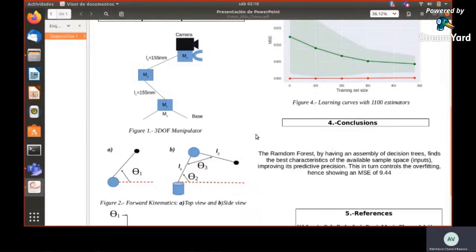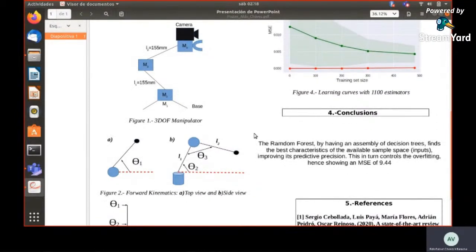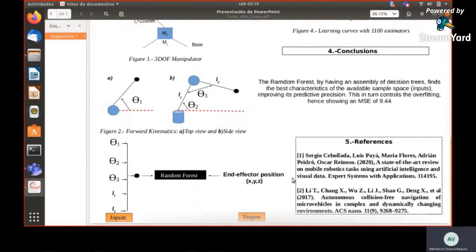And as a principal conclusion, the random forest, by having an ensemble of decision trees, finds the best characteristics of the available sample space, like inputs, improving its predictive precision. This in turn controls the overfitting, showing a mean square error of approximately 9%. And this is the reference used in this poster.